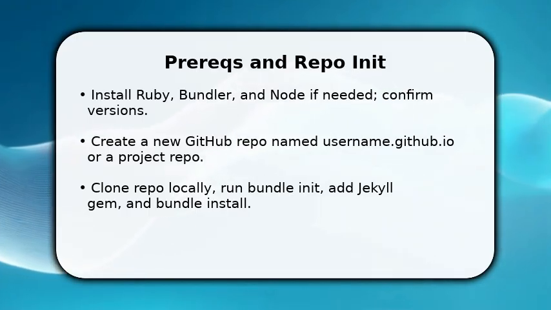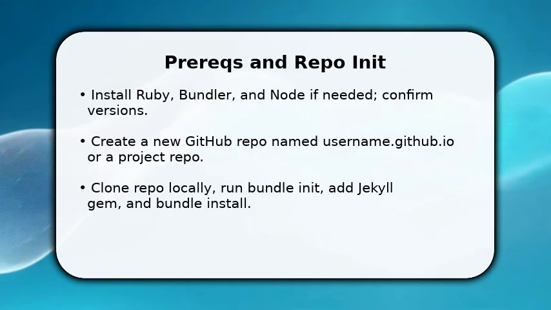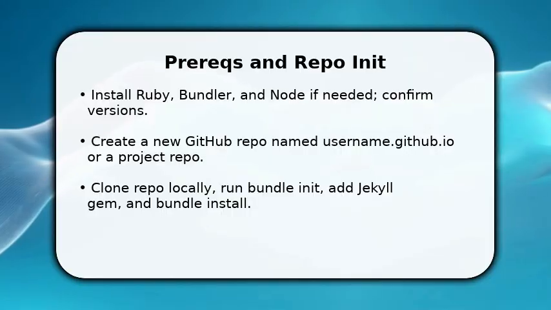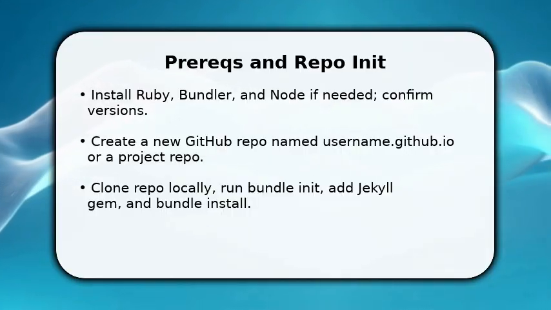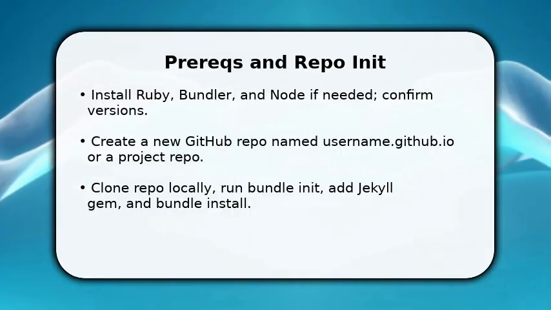Clone that repo locally, then run bundle init in it and add Jekyll to the Gemfile, run bundle install. This gets the Jekyll runtime in your project and ensures consistent gems. Make sure to commit Gemfile and Gemfile.lock so builds reproduce exactly on GitHub Pages.